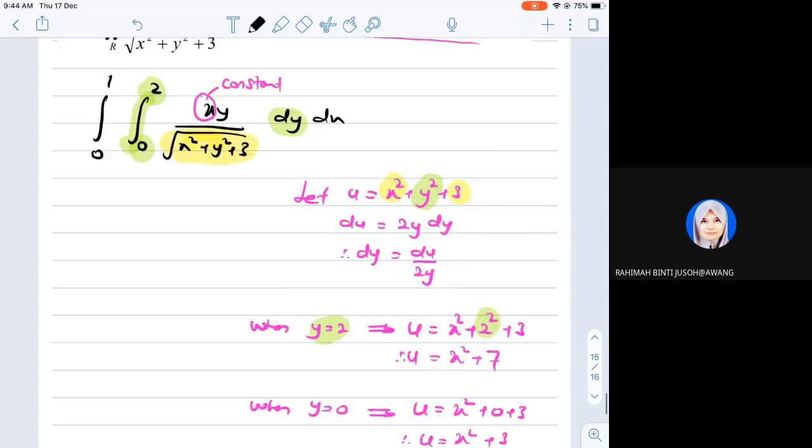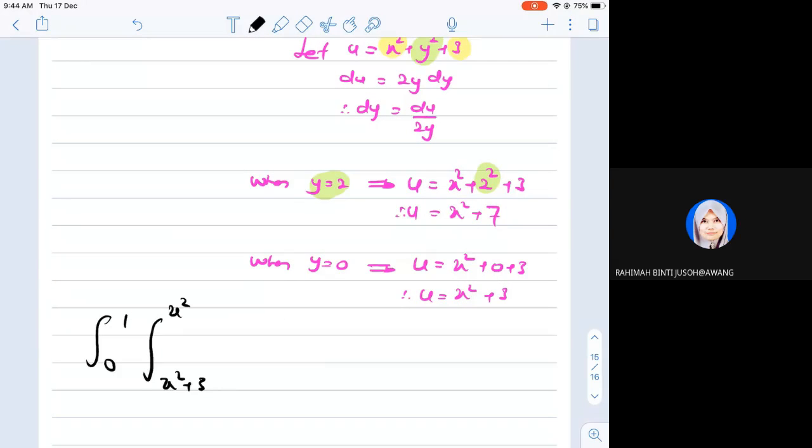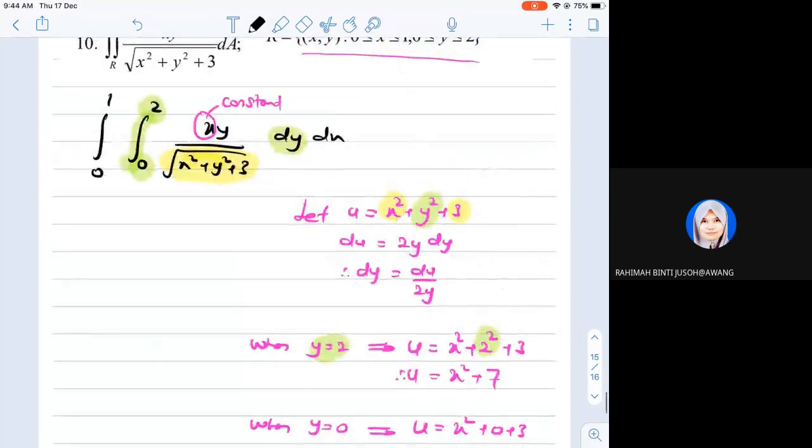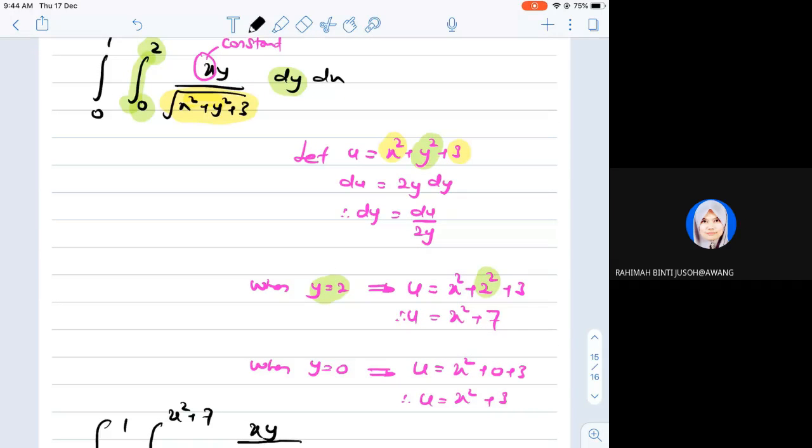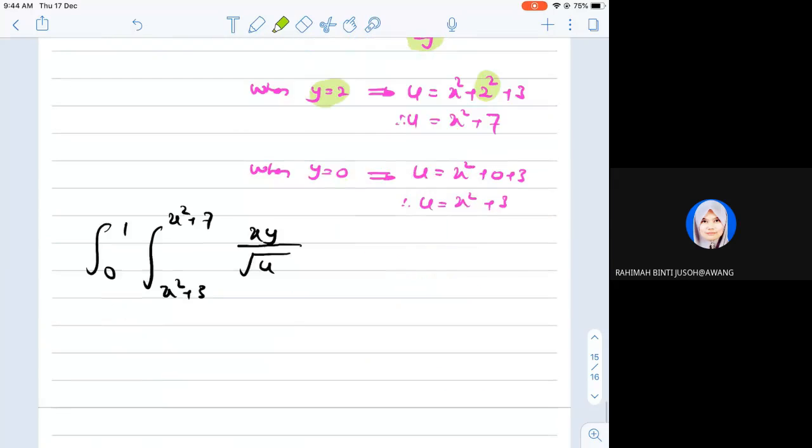Okay, the limit 2 on top becomes x squared plus 7. Alright, and then the terms on top, the xy, I maintain it as square root of u like this. Okay, because this is u. The one under, the yellow color, becomes u, so square root u. Okay, now the dy in green color becomes du over 2y like that. So dy becomes du over 2y. So settled, and then the ds at the back I maintain. The x has no effect anymore.